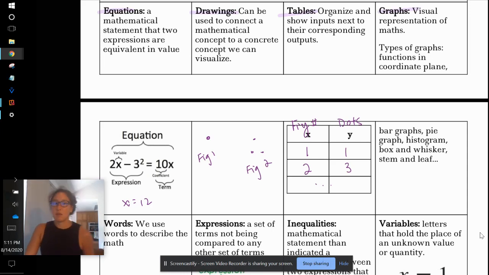Another way to represent math, and it's also another visual way, is by using graphs. Some examples are XY plane graphs, pie charts, histograms, box plots, stem and leaf plots. You've done a bunch of graphs, honestly.